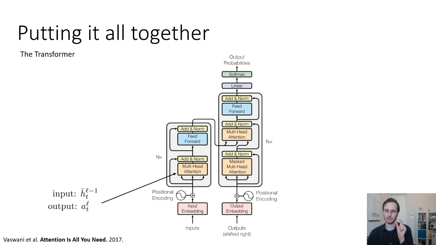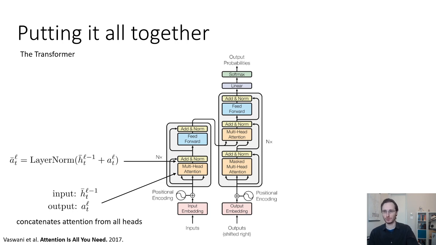And the output of the self-attention layer we're going to call a subscript t superscript l. So it's just a self-attention layer with multiple heads. They use 8 heads, and they use a dimensionality of 512 for h and a. So you concatenate the attention from all the heads to get a t l at every position. And then you have this thing called add a norm. And what this is you can basically think of it as a residual connection followed by a layer norm.